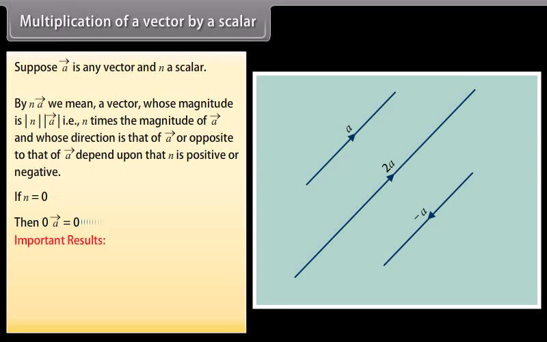Important results. m n vector A equals m into n vector A. n into (vector A plus vector B) equals n vector A plus n vector B. (m plus n) into vector A equals m into vector A plus n into vector A.